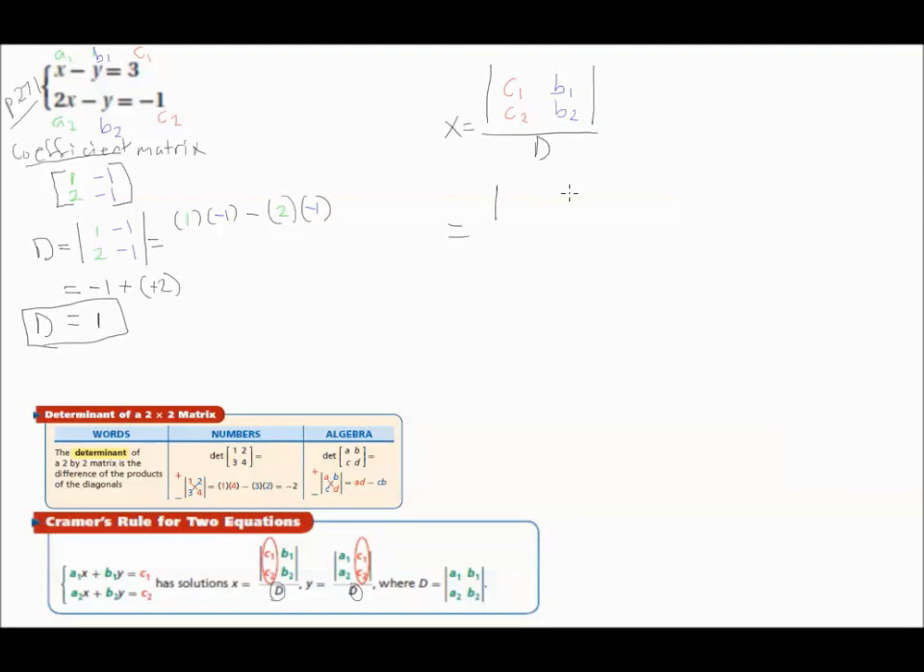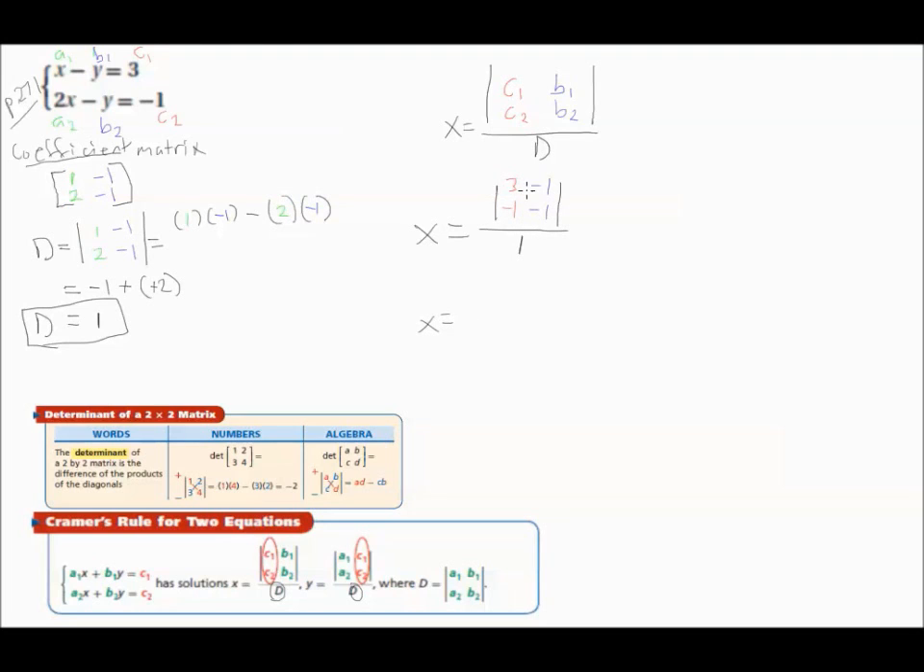I just replaced my X values with my C values. My C values here are 3 and negative 1. My Y values will stay the same. My B values don't change. So I still have negative 1 and negative 1. These are the coefficients for my Y's here. And these are the constant values here, 3 and negative 1. So when I want to find X, I need to replace the X coefficients with the C values. And down here, my D we evaluated was 1. So I'll leave that as a 1.